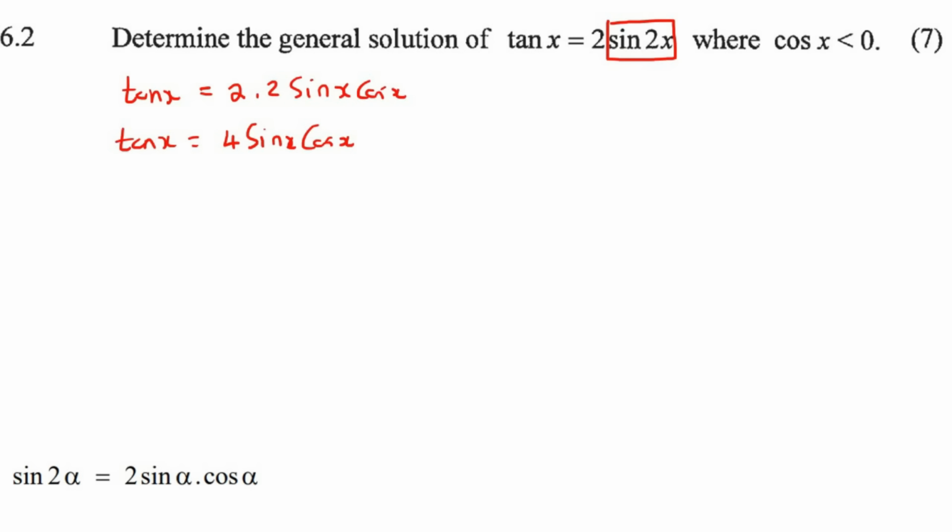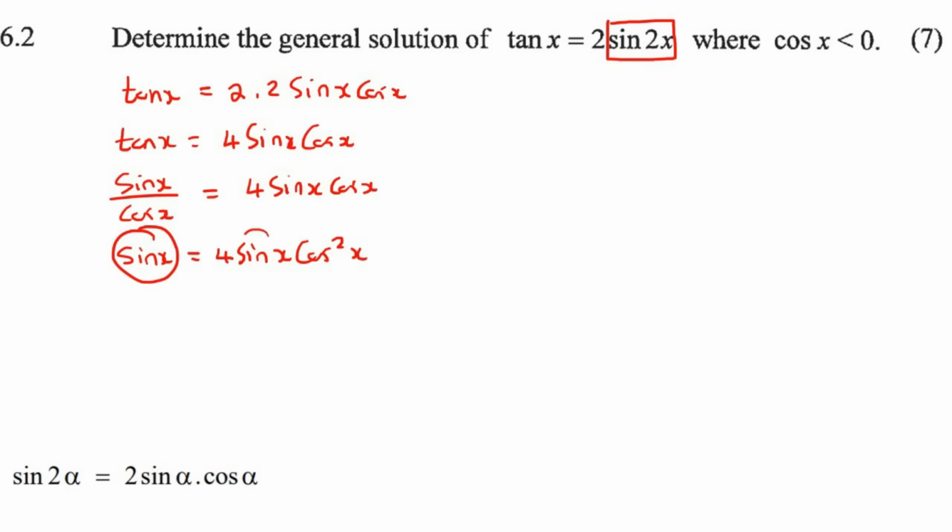Now tan is sin over cos. We're always going to change that. We multiply the cos x over, so we end up with sin x equals 4 sin x cos squared x. Now what some learners do, be careful here guys, and this is incorrect, is take this sin x and this sin x and cancel them out. That's not what we do. What we rather do is take everything to one side. A lot of you are guilty of that. I've seen this a lot. So we rather do that, and then we factorize.